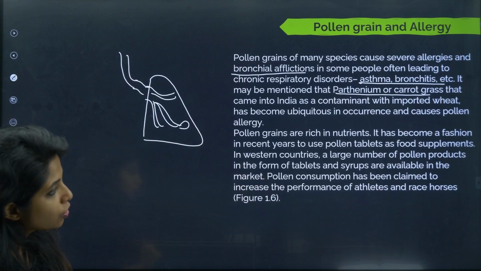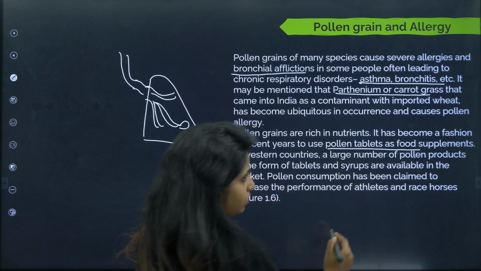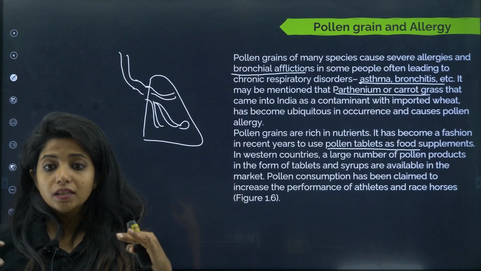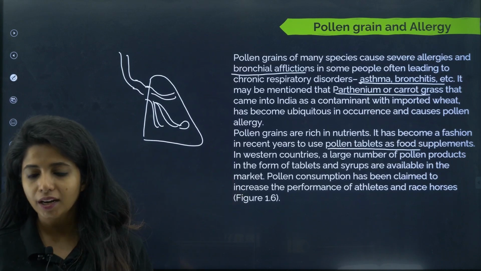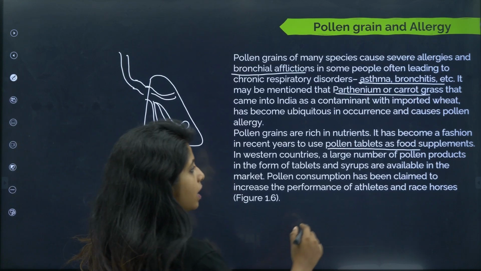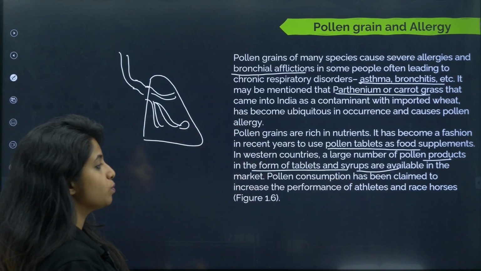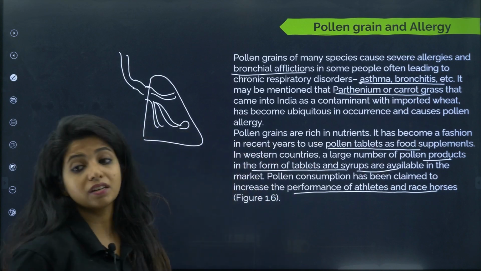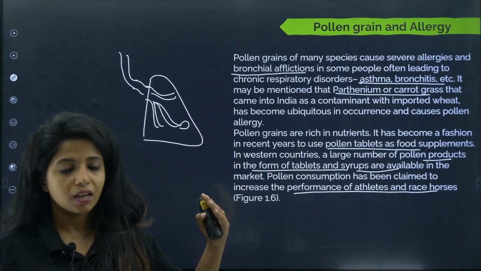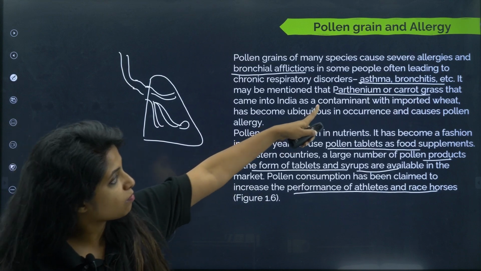Going ahead, pollen grains are rich in nutrients. It has become a fashion in recent years to use pollen tablets also. So in pollen grains, obviously, there is the generative cell, and the vegetative cell is going to give nourishment and everything. And obviously, since it is giving nourishment, it has to be rich in something, right? So that is why these pollen tablets are given as a food supplement also in Western countries. A large number of pollen products in the form of tablets and syrups are available in the market. Pollen consumption has been claimed to increase the performance of athletes and race horses as well. So it is very much useful for sports people, for us, for everyone, because it is claimed to be a good source of what? Nutrients. Okay?